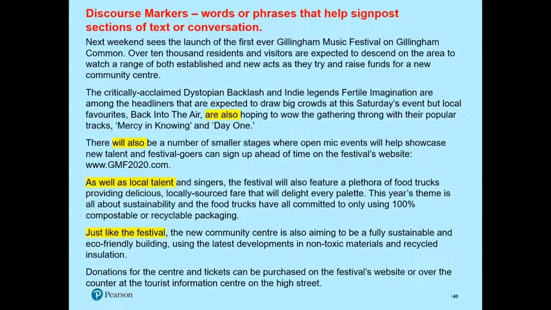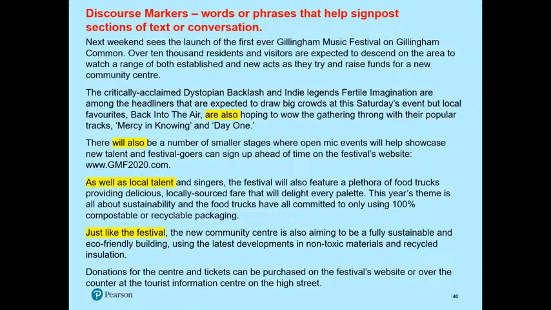So next weekend sees the launch of the first ever Gillingham Music Festival on Gillingham Common. Over 10,000 residents and visitors are expected to descend on the area to watch a range of both established and new acts as they try and raise funds for a new community centre. The critically acclaimed dystopian backlash and indie legends Fertile Imagination are among the headliners that are expected to draw big crowds at this Saturday's event. But local favourites Back Into the Air are also hoping to wow the gathering throng with their popular tracks Mercy and Knowing and Day One. There will also be a number of smaller stages where open mic events will help showcase new talent, and festival goers can sign up ahead of time on the festival's website, www.gmf2020.com.